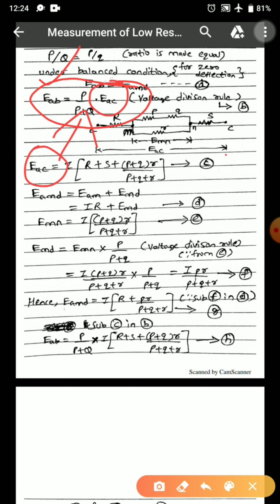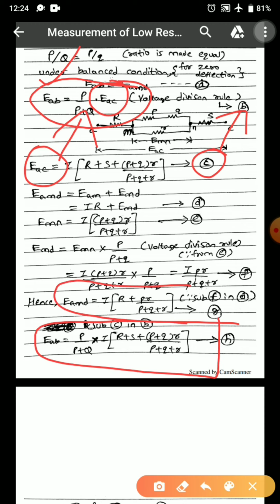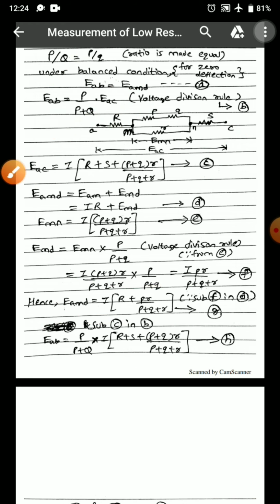Now I just have to substitute here. Substituting this equation C in equation B, I get the value of EAB. I have got the value of EAB, and I have got the value of EAMD. I have all the materials required for substitution in equation A.